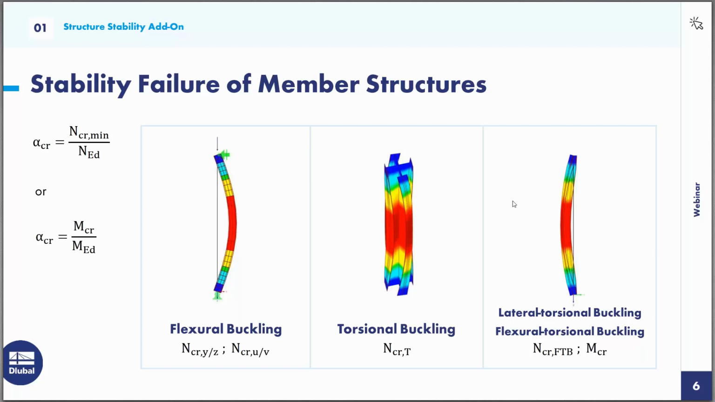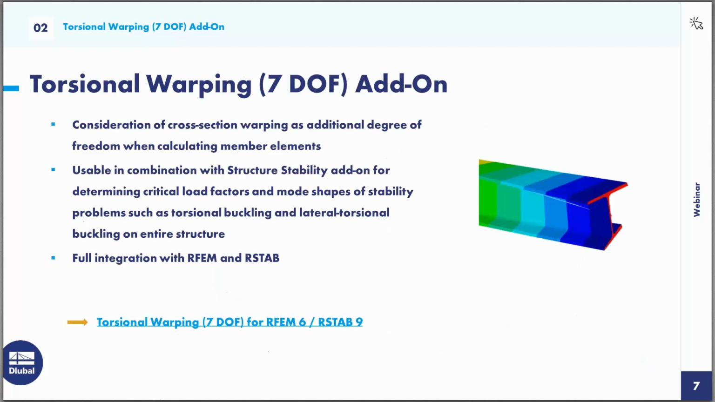In the Steel Design add-on, for sure, with the equivalent member method, we can calculate the design checks for all those failure modes. But if we want to consider it in the global analysis on the 3D model, then with the standard calculation, 6 degrees of freedom, it's only the flexural buckling shape. And if you also want to consider torsional buckling, flexural torsional buckling, and lateral torsional buckling, then we need this additional add-on for 7 degrees of freedom. So, and that leads us to our next topic, the Torsional Warping add-on, 7 degrees of freedom.